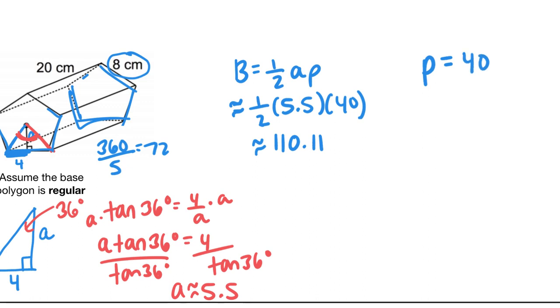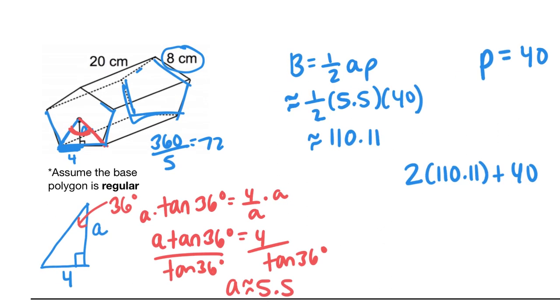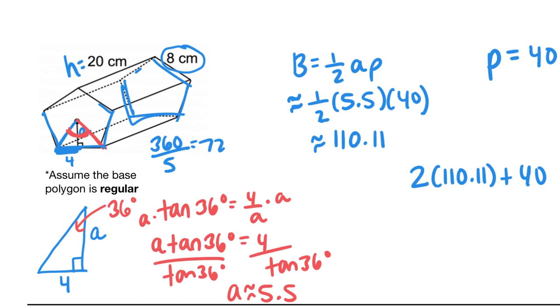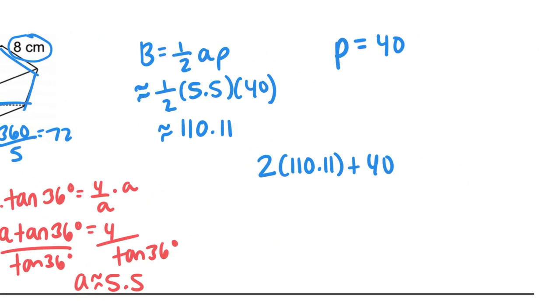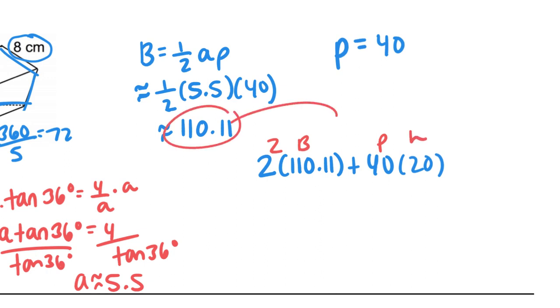So now just plug into our surface area formula. It's 2b plus pH. So b, remember, is this answer, plus p. The height of the prism has to be 20, because it's got to be the distance connecting those two parallel and congruent pentagons. So h is 20. So this, again, is our 2b plus pH. So I just plugged in our B, and our P. And then 20 is the height of the prism.